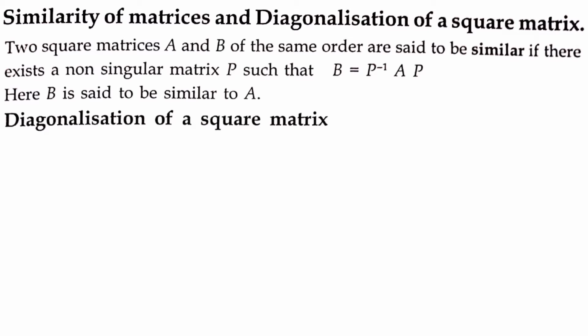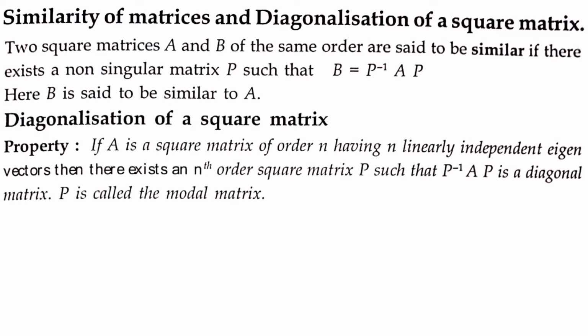Now let us see what is diagonalization of a square matrix. If a square matrix A of order n has n linearly independent eigenvectors, then there exists an nth order square matrix P such that P inverse AP is a diagonal matrix. Here P is called the modal matrix.